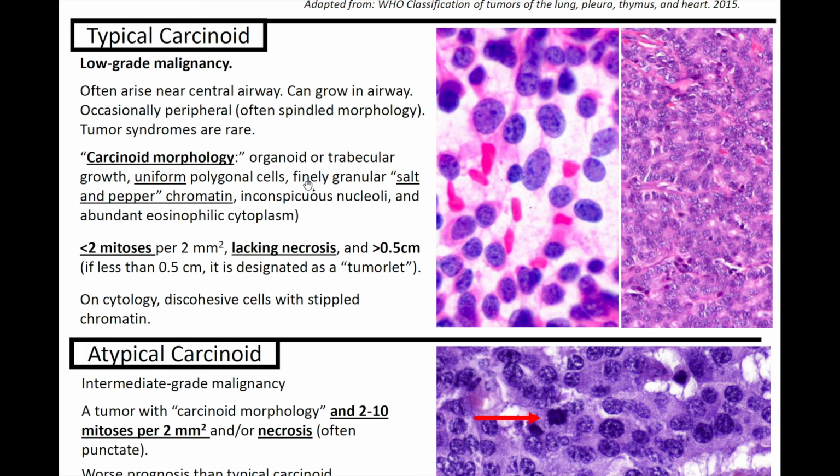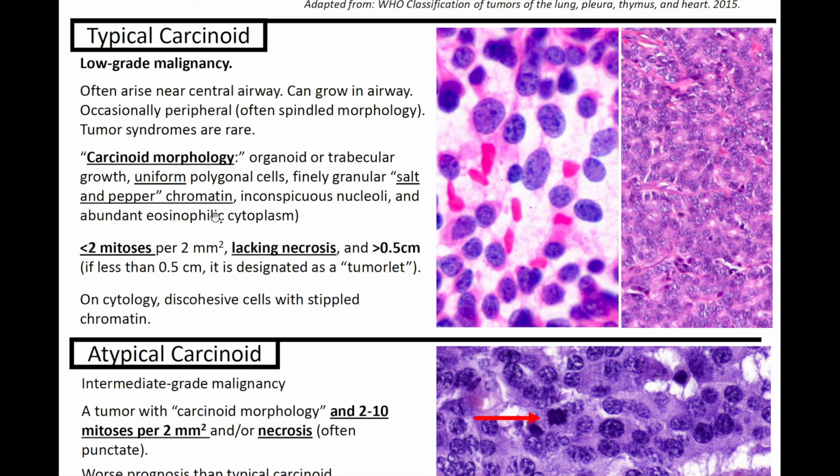And then on cytology, you're going to have discohesive cells with stippled chromatin. So really for neuroendocrine processes, assessing the chromatin is going to be key, and seeing that stippling or salt and pepper appearance can help clue you in that you could be dealing with a neuroendocrine process and help you get those markers, right, like chromogranin, synaptophysin, INSM1.